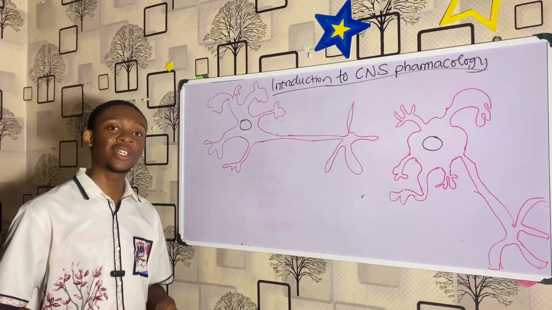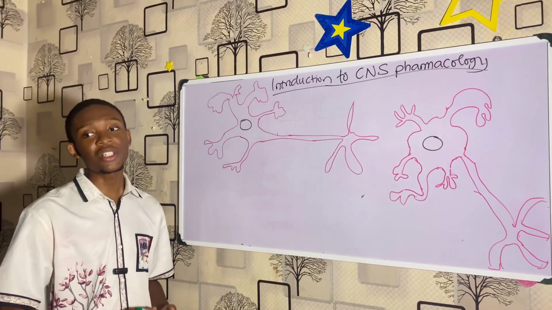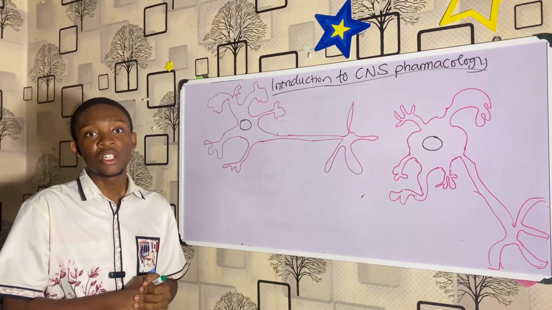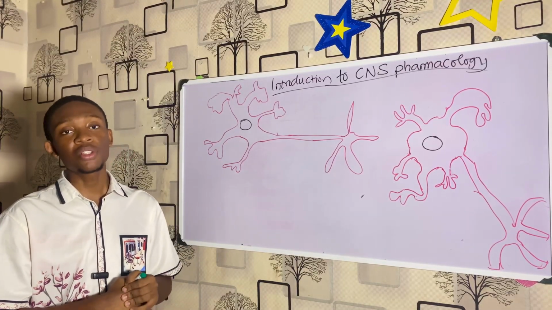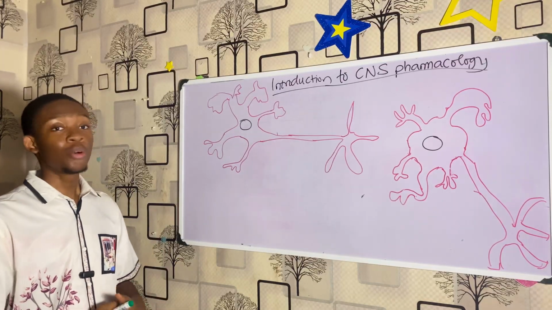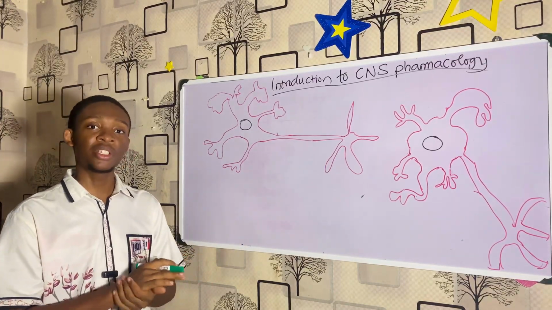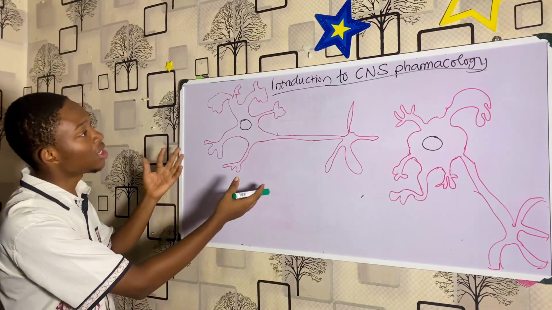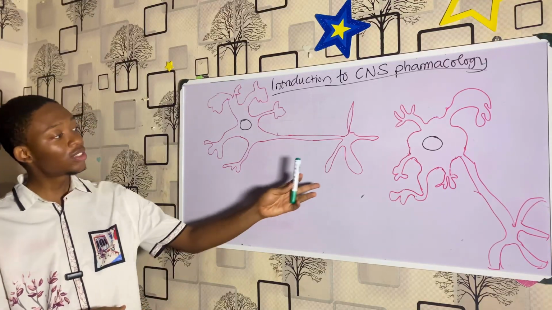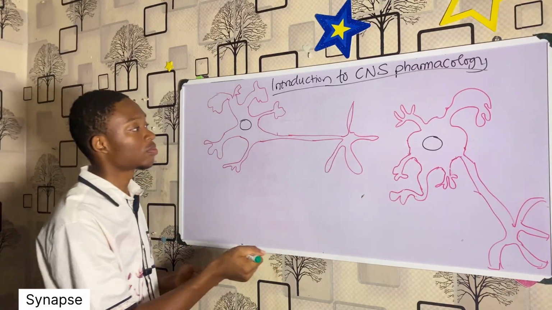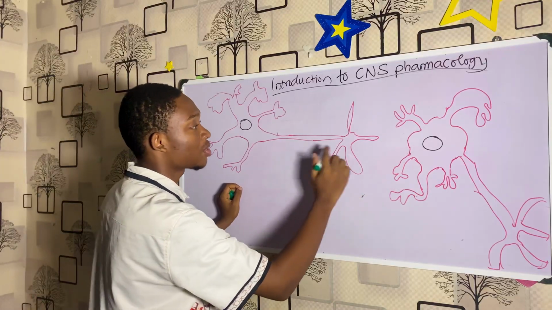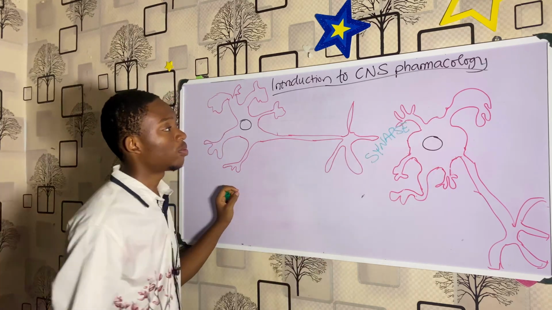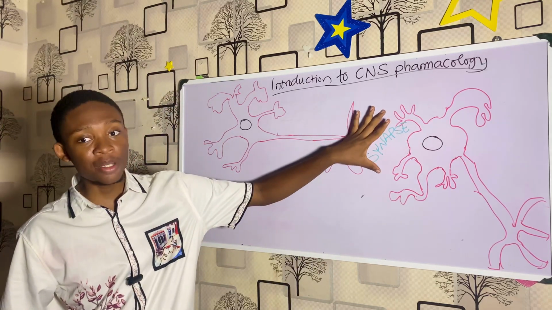Now, some of these neurotransmitters can be excitatory, which means that they cause excitatory postsynaptic potentials, while some can be inhibitory, which means that they cause inhibitory postsynaptic potentials. To explain what these mean, I'm going to use a schematic diagram. This is what we call a synapse, which is just a point of connection between two nerves. Some will say that this is a synaptic space.